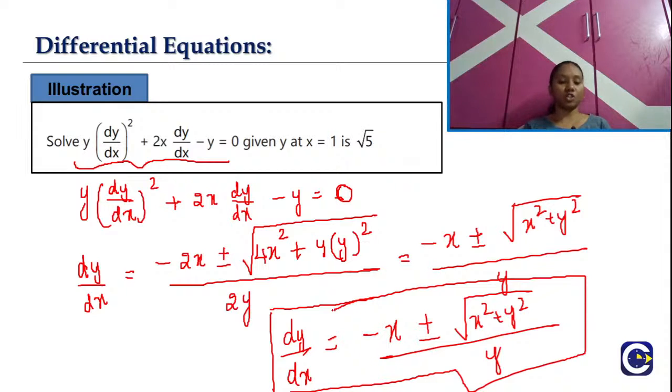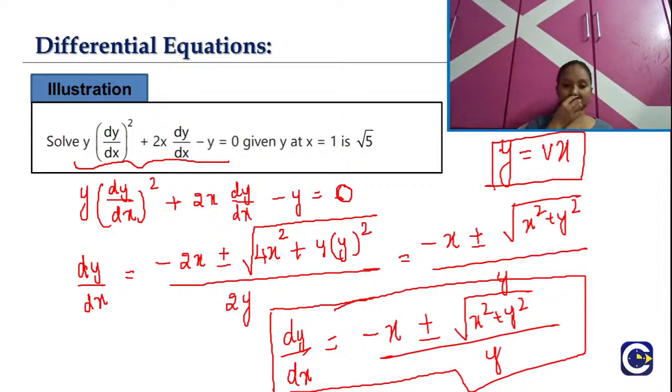If it is homogeneous, then we know how to solve that. So this is dy by dx, and in the numerator we have both x and y variables, and in the denominator we have y. So this is also considered a homogeneous equation, and the substitution will be y equal to vx. Let's do the substitution and see.